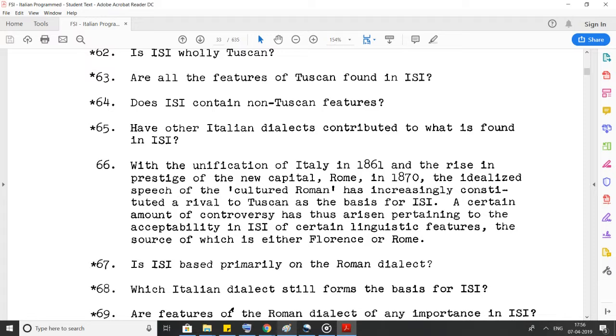The answer is no. Frame 63. Are all the features of Tuscan found in ISI? The answer is no.